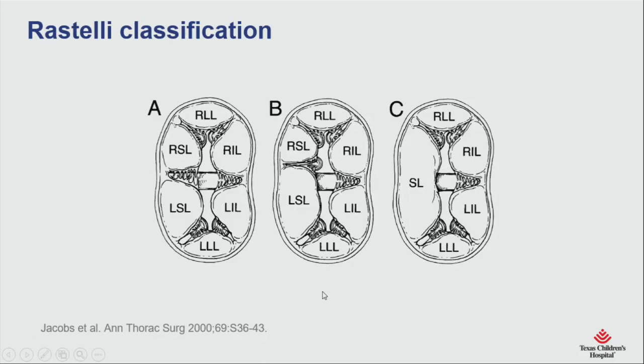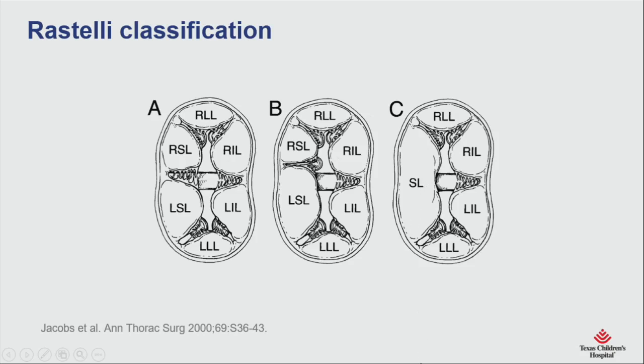The Rastelli classification is commonly used to classify these defects. That's based on the superior bridging leaflet anatomy. If you look at the common AV valve, this is inferior, this is superior, this is right, and this is left. A Rastelli A is a valve that's divided in the superior bridging leaflet with attachments to the crest. A Rastelli C is one where the superior bridging leaflet doesn't have any attachments to the crest.